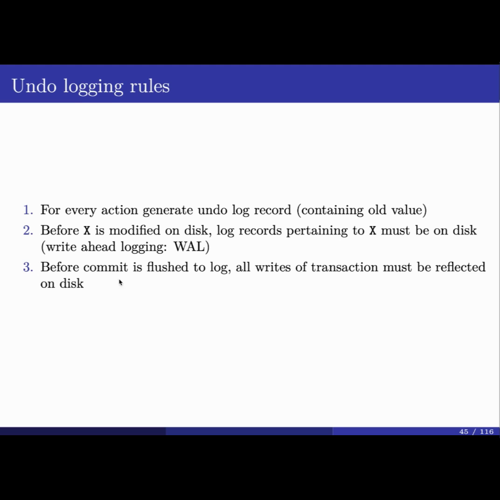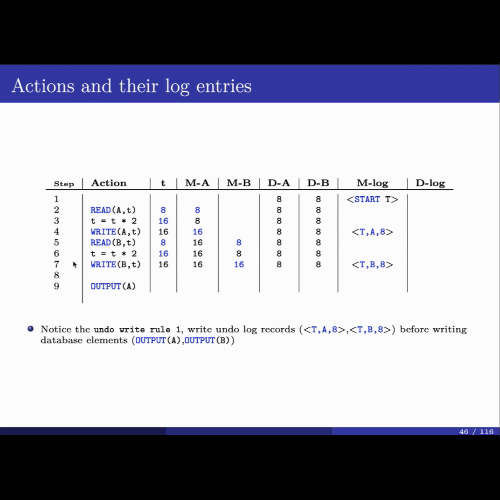Before commit is flushed to the log, all the written changes of the transaction must be reflected to the disk. That means we are going to issue output for every single database element that was touched or modified by this transaction. Let's have an example.